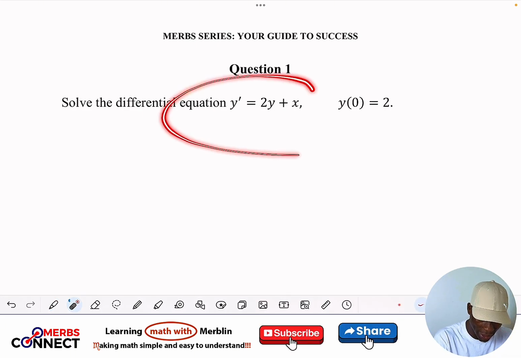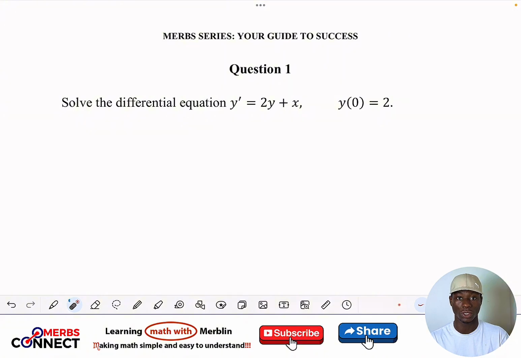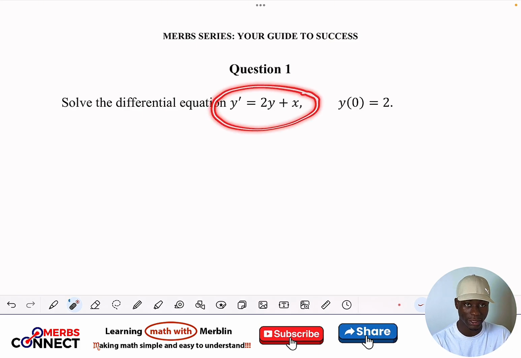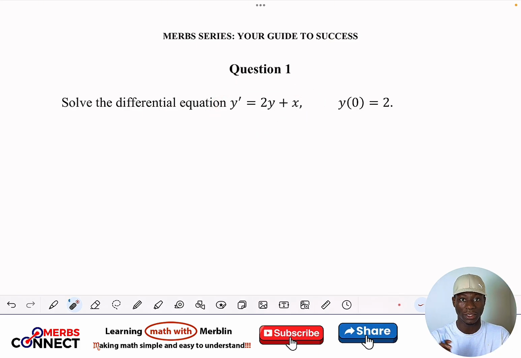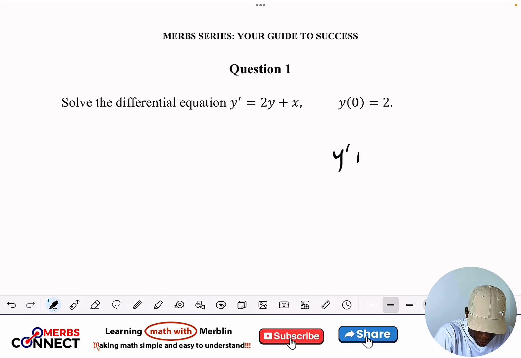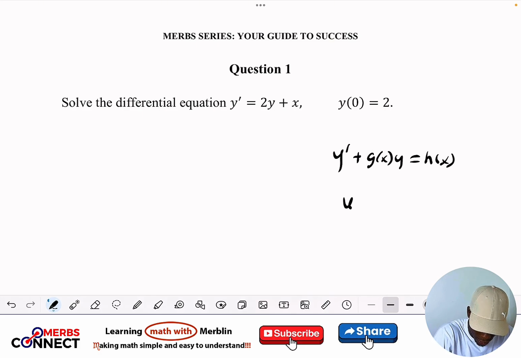So first question here, we want to find a general solution, right? So that's basically what we just want to do. But we see that this differential equation here is a linear first order, right? So we need to write this one as y prime plus g of x y is equal to h of x, where our mu is equal to e to the power integral g of x dx.